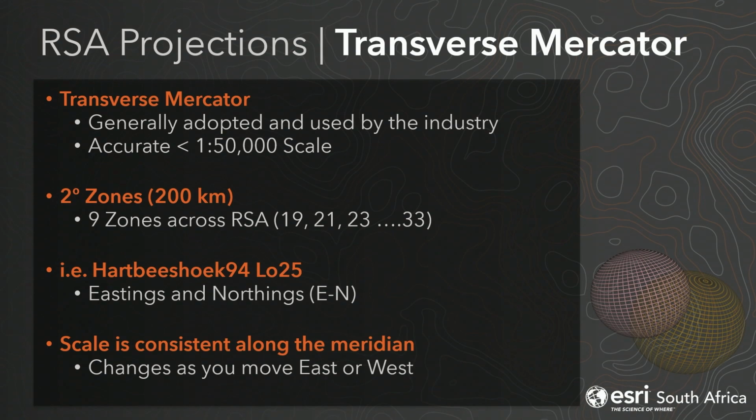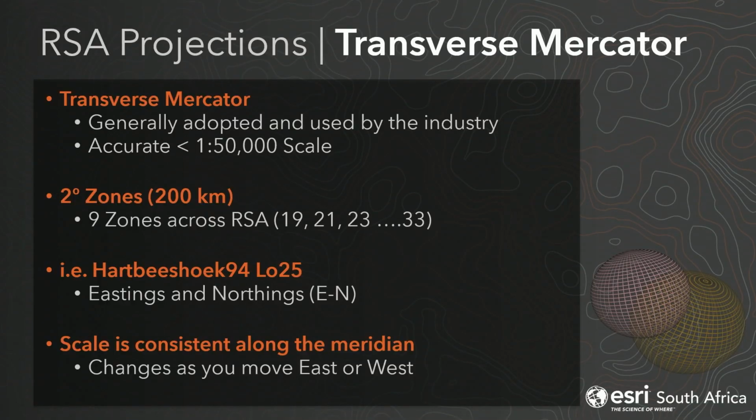However, most of us are using the same concept, but we are just using a traditional transverse Mercator. So here, once again, 2-degree zones, 9 of them across the country. But we talk about not westings and southings, we talk about eastings and northings. So if you hear those terms, be aware that one is Lo and the other one is transverse Mercator. And then the scale is once again consistent down the meridian, and it moves away up to 200 kilometers, 100 kilometers on either side of the central meridian.